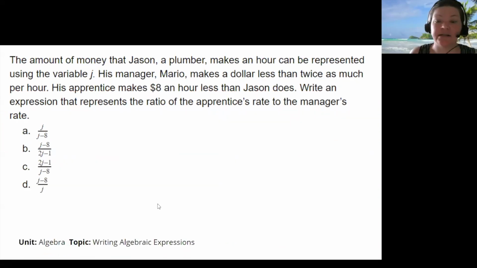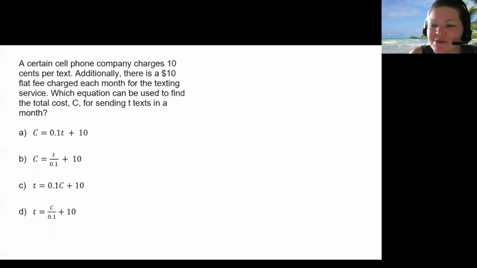Okay. Again, this is algebra. This is the topic of writing algebraic expressions. So a little more practice with this. I thought we could use it. A certain cell phone company charges 10 cents per text. Additionally, there is a $10 flat fee charged each month for the texting service. Which equation can be used to find the total cost C for sending T texts in a month?